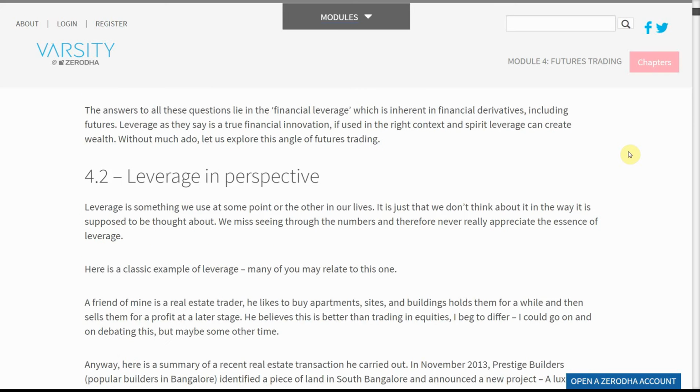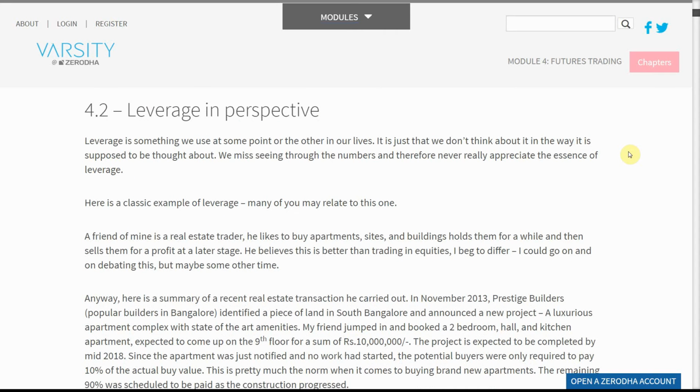4.2 Leverage in perspective. Leverage is something we use at some point or the other in our lives. It is just that we don't think about it in the way it is supposed to be thought about. We miss seeing through the numbers and therefore never really appreciate the essence of leverage. Here is a classic example of leverage. Many of you may relate to this one.